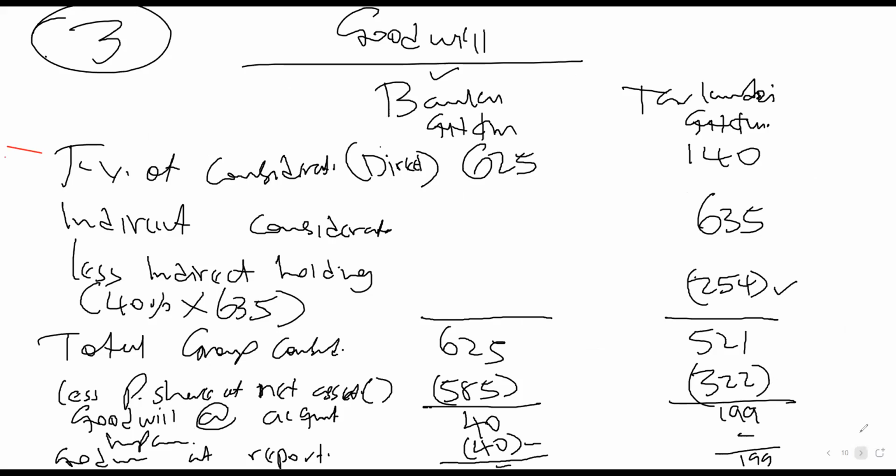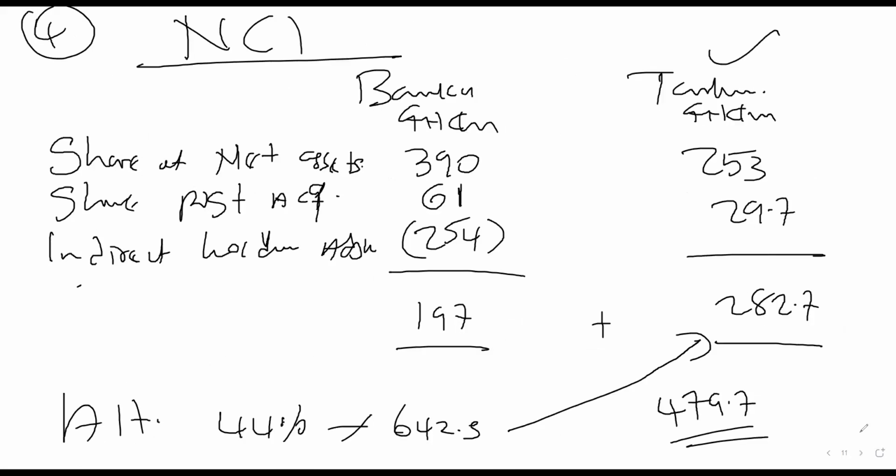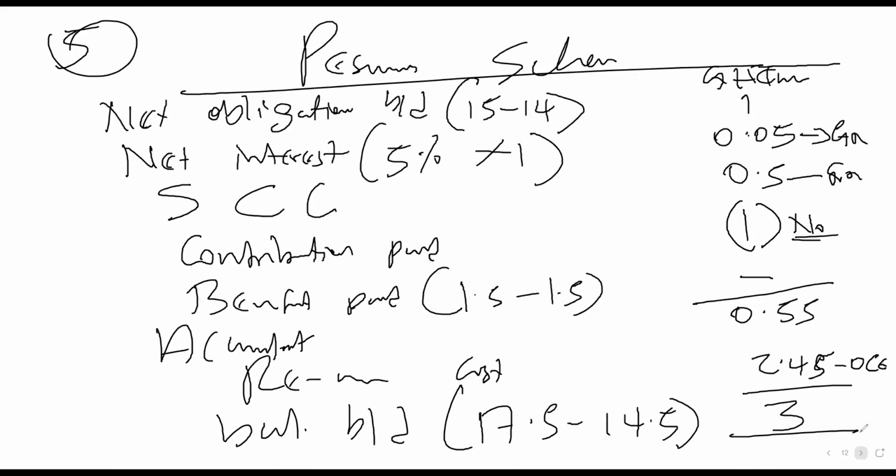After the goodwill rule, come to NCI, nothing will go. Pension, please add 0.05 plus 5. What do you get? Add the two figures together for me.